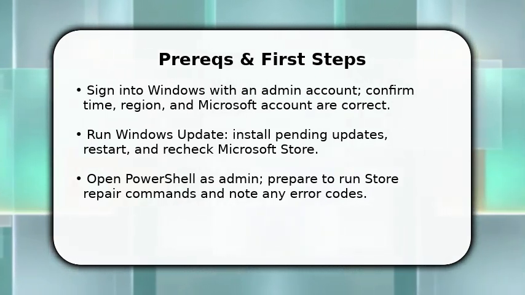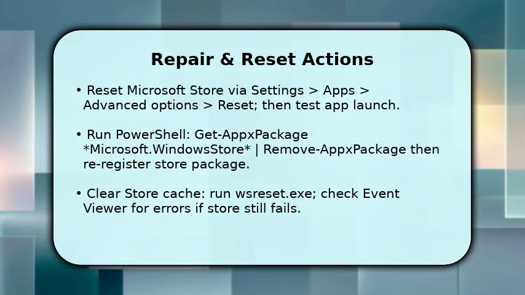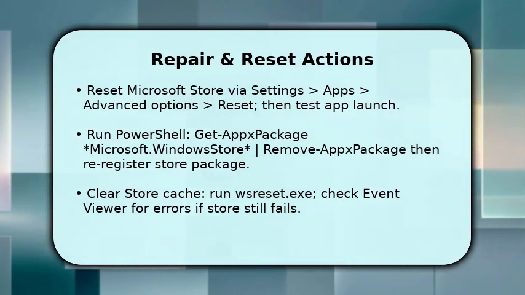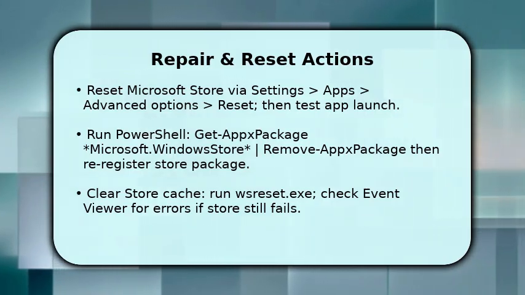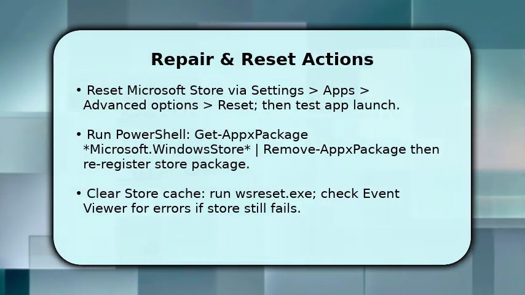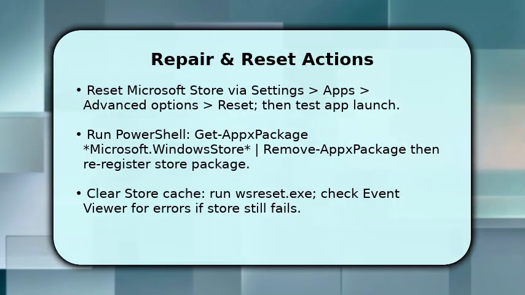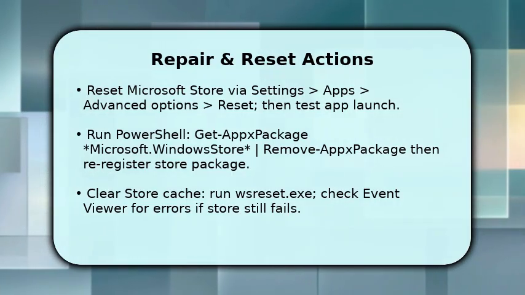Now you perform the detailed fixes that actually resolve corruption. First, go to Settings, Apps, Microsoft Store, Advanced Options, and click Reset. Test the store afterward. If that fails, run PowerShell commands to remove and re-register the store package. This replaces broken app files.